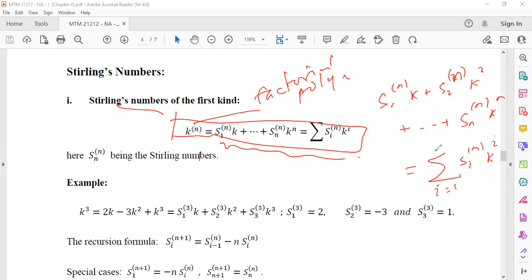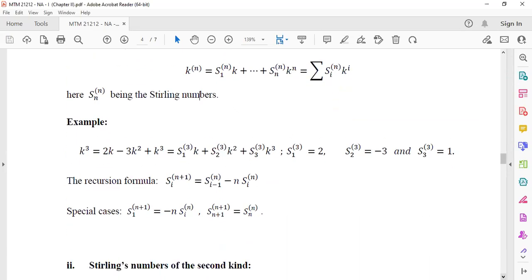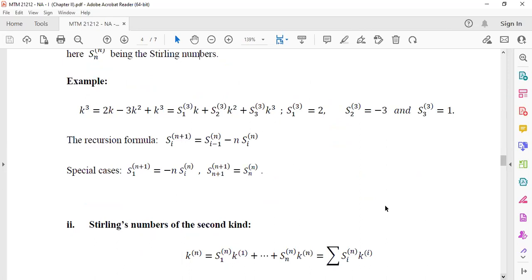So this S n being the Stirling numbers, this kind of numbers we call Stirling numbers. Okay, let's see one example, so it will be very easy to understand. So let's consider this example.